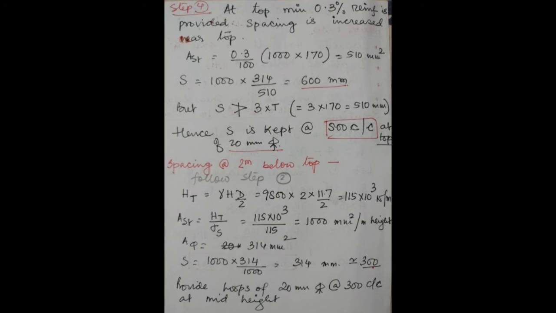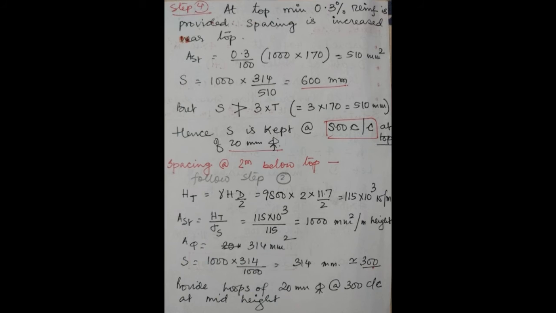Now let us say at the mid height, means at 2 meter from the top, what will be the spacing? Because we cannot provide 170 millimeter center to center throughout, and we cannot provide 500 millimeter center to center throughout either. So to make it economical, if we vary the spacing of the bar, it will be a more economical design. So now let us design that part, spacing at 2 meter below the top.